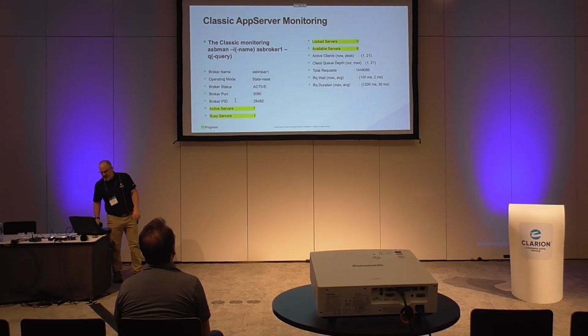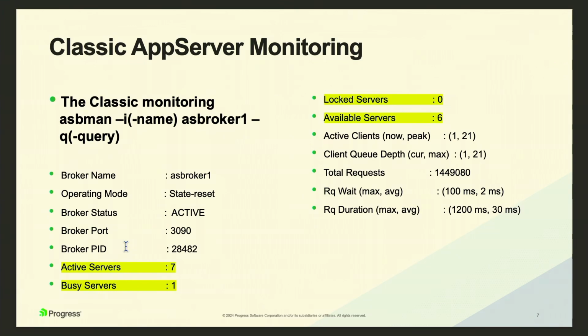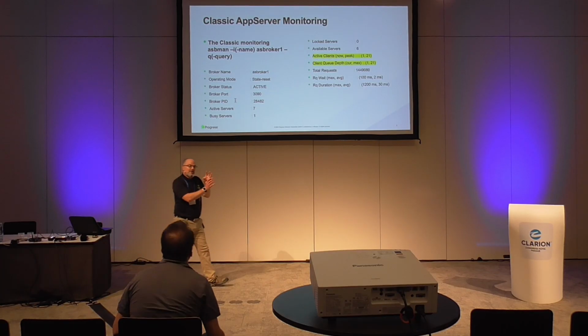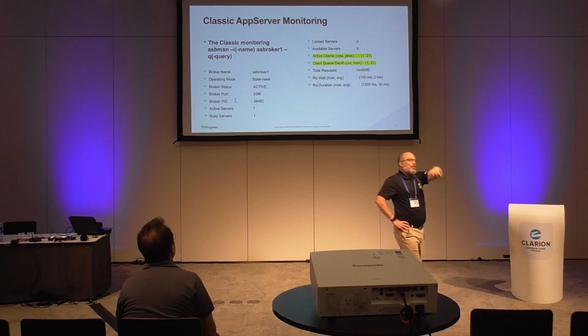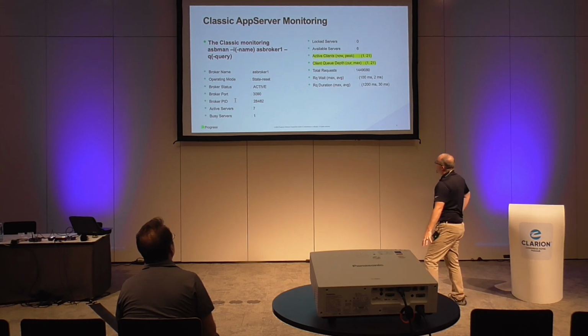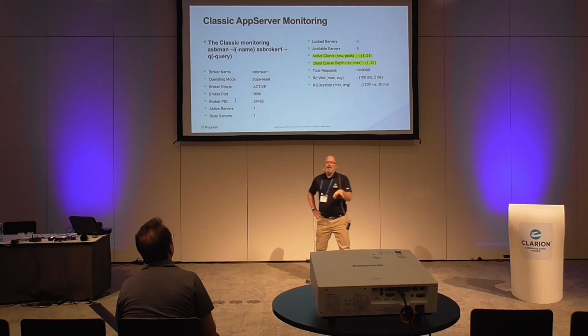Of all this lovely output, what's useful in here? Well, let's see. How many servers are currently running and how many of them are in use? Are there any that can't be used because they're locked? And if you do the math, 7 minus 1 minus 0 gives me 6 sitting there doing nothing. What else is good in here? How many clients have connected? What was the peak? I kind of like that one. That gives me a real good idea of max concurrency, max load that this app server has taken. I know that at any one point, I've had 21 clients connected to this one app server instance.